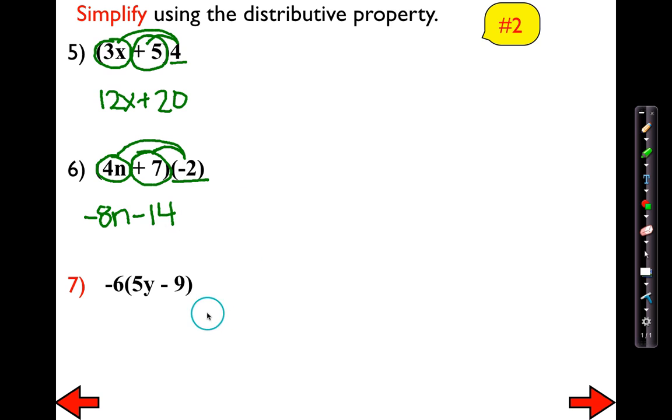So you're going to go ahead and try number 7 by yourself. The very first thing you should do is recognize you're distributing a negative 6. To which terms? The 5y and the minus 9. So here you're going to distribute negative 6 to 5. That's going to be a negative 30y. And then here, negative 6 to a minus 9.